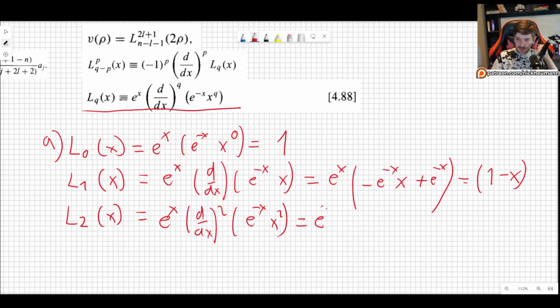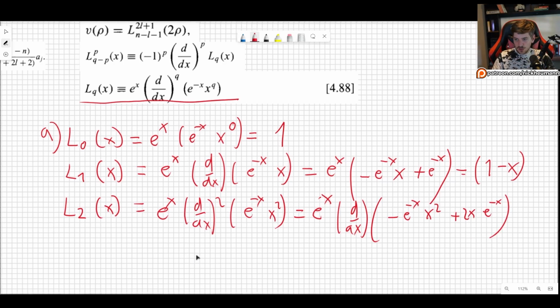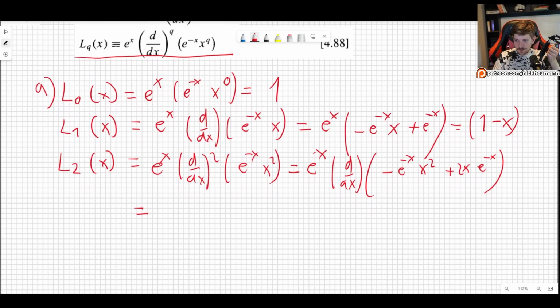So let's take one derivative. So we have e to the x, and we have already taken one. And the result of that one is minus e to the minus x, x squared, and then plus 2x e to the minus x. Okay, so now let's take another derivative here. That would be e to the x. And here we get, let's see, so deriving the exponent, we get another minus sign. So we get e to the minus x, x squared. Then plus this same thing, but there's a minus sign. So we get minus 2x e to the minus x.